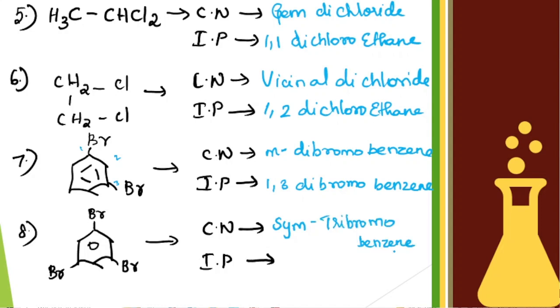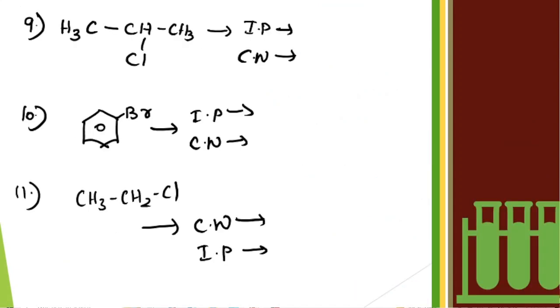Okay. While you are naming with the IUPAC name, you have to number the compound 1, 2, 3, 4, 5. Right. So it is going to be 1,3,5-tribromobenzene. Clear? Right. Now moving on to the next compound. Here also you are supposed to give the IUPAC name and common name. Clear? Right. So see here.